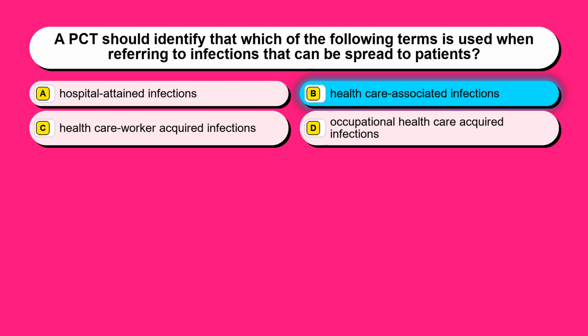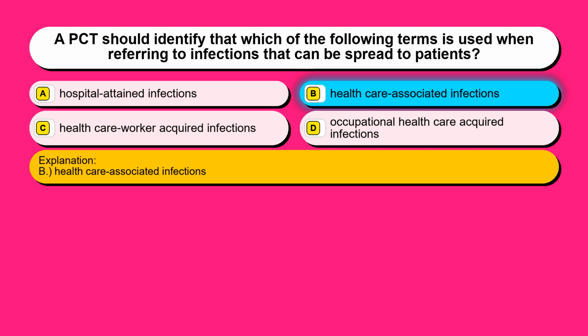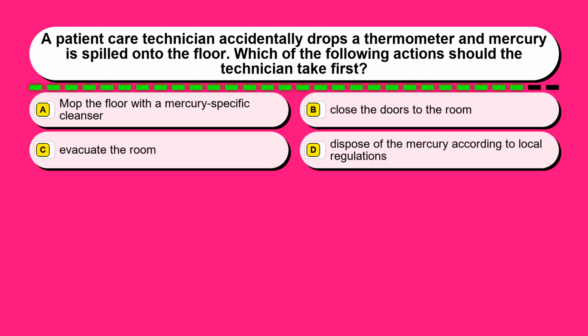The correct answer is option B, healthcare-associated infections. Question 57. A patient care technician accidentally drops a thermometer and mercury is spilled onto the floor. Which of the following actions should the technician take first?